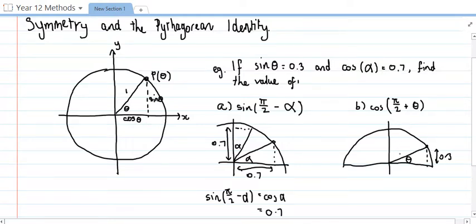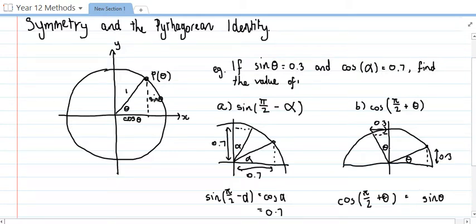This time we're doing pi on 2 plus theta, so I'll turn through the same angle past pi on 2. So there it is. The angle here is theta. And from the similarity of these triangles, we can see that this horizontal part here is 0.3. Now, the last thing is we are asked to do cos of that angle. So that is asking for the horizontal part. And so in conclusion, I can say that cos of pi on 2 plus theta is equal to sine theta.